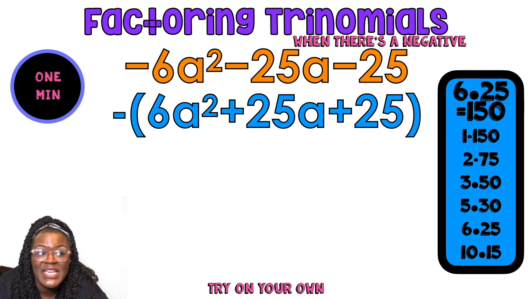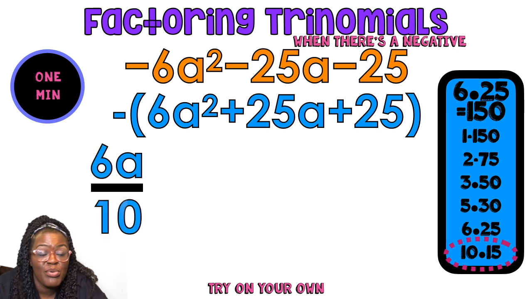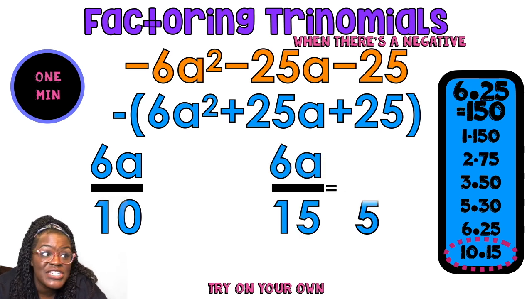Which one is going to give me a 25? Some people might say 30 minus 5, but that would give us a negative 150 when we multiply them. So it has to be 10 times 15, because both of those can be positive. So again, this is the long problem. You can't just say x plus 10, x plus 15. You've gotta put it in a fraction and simplify your fractions.